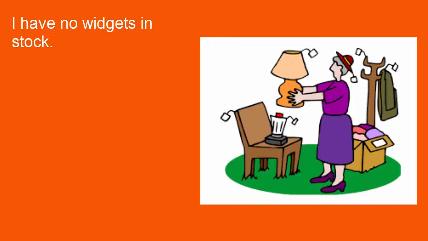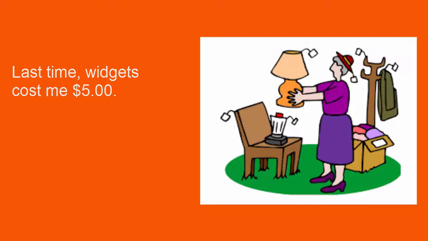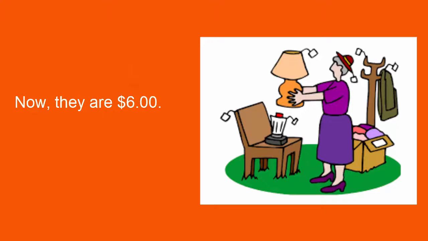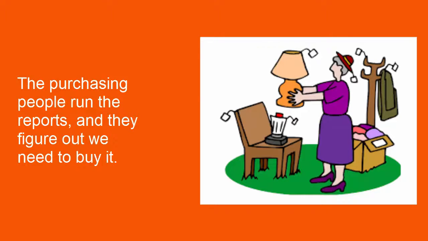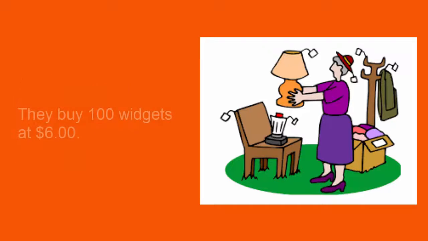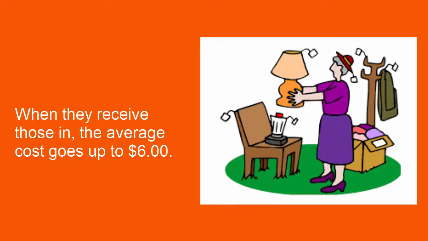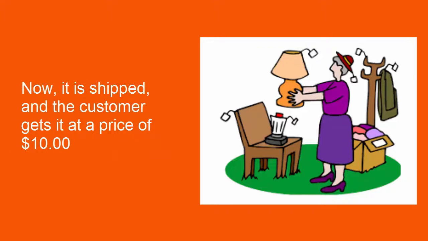However, I actually don't have any, and it just so happens that $5 is what I paid for it last time. Now when the PO is placed, the price has gone up to $6 and I can't even ship it yet. Now it's a back-ordered item. The purchasing people run their reports and they figure out that we really need to buy it, and they go out and buy 100 widgets at $6. When they receive those in, the average cost goes up to $6. Now it is shipped and the customer gets it at a price of $10.